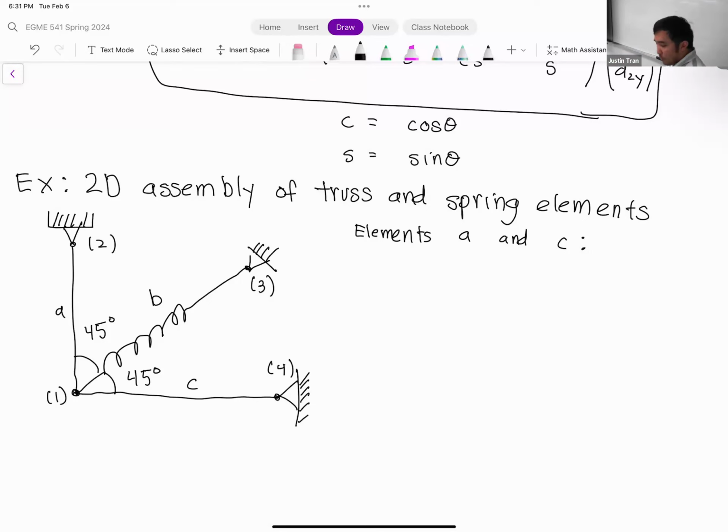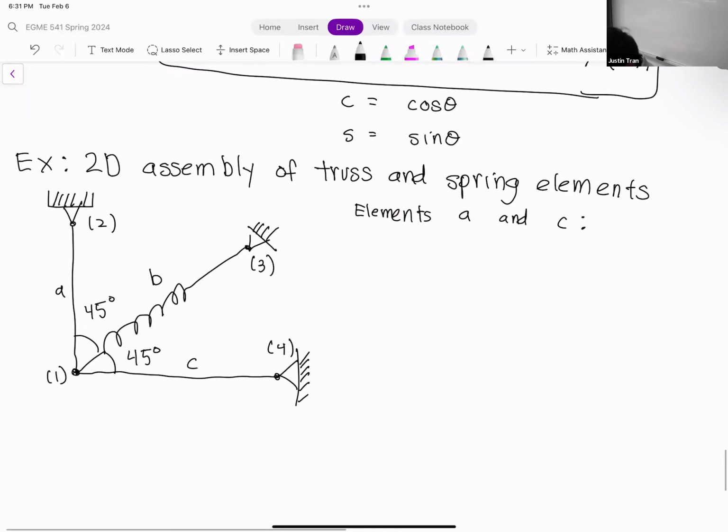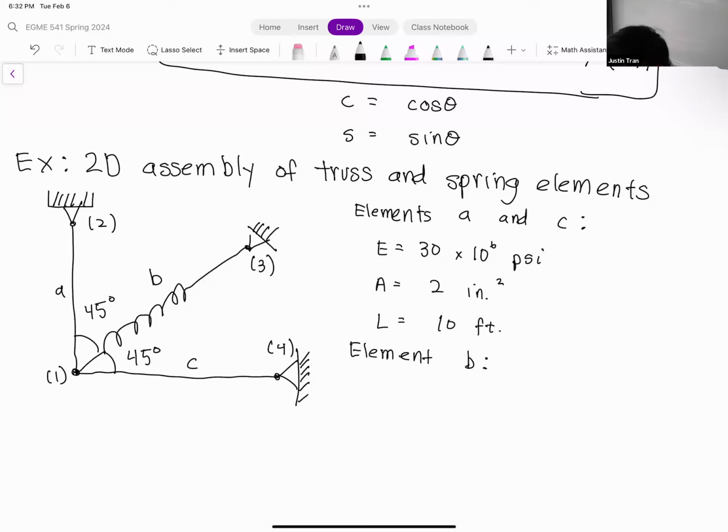All right. And so to form our element stiffness matrices, we need our structural and material properties. Elements A and C are both truss elements, and so these are going to have the same properties. They're going to have a Young's modulus, E, of 30 times 10 to the 6 psi, a cross-sectional area of 2 inches squared, and a length of 10. Element B is a spring, and a spring only has one property, which is its spring constant. We'll say element B has a spring constant of 250,000 pounds per inch.